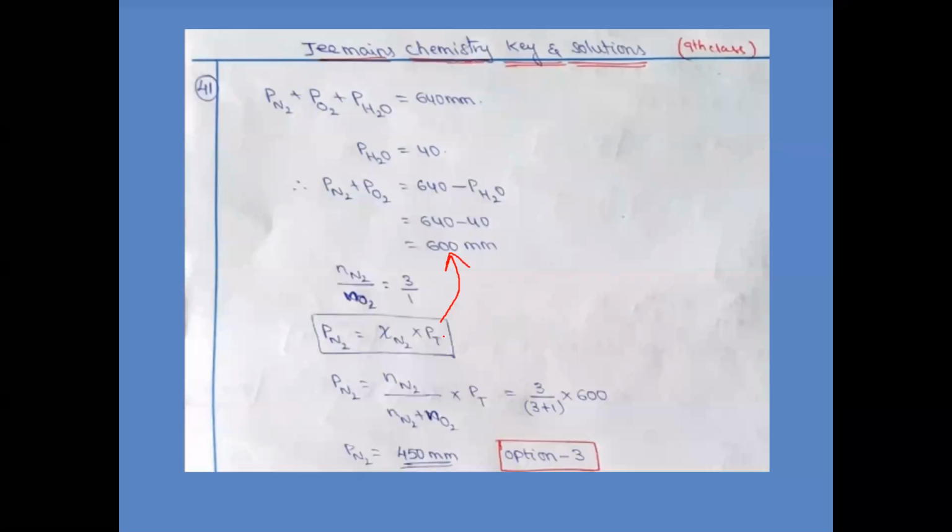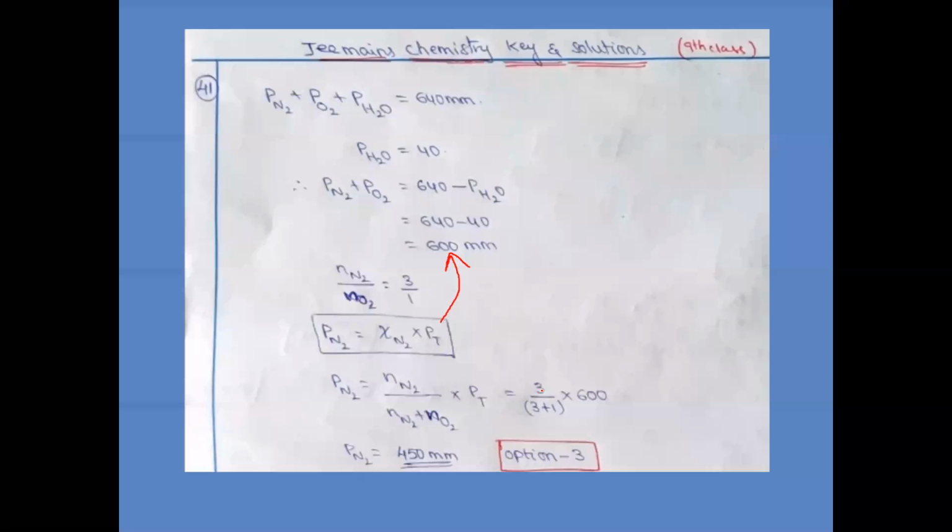Remember, it is not 640. It is only 600. Okay, next. So the partial pressure of nitrogen is equal to what? Mole fraction formula: number of moles of nitrogen divided by total number of moles of the two gases. In the dry gas, which two gases are there? Nitrogen is there, oxygen is there. So the number of moles of nitrogen gas divided by total number of moles is the mole fraction of nitrogen, into total pressure, that is 600 mm.